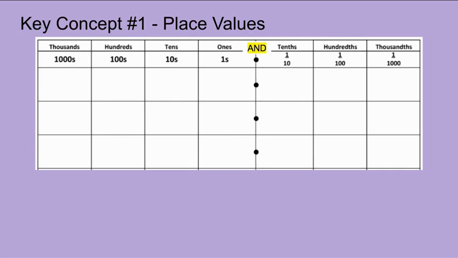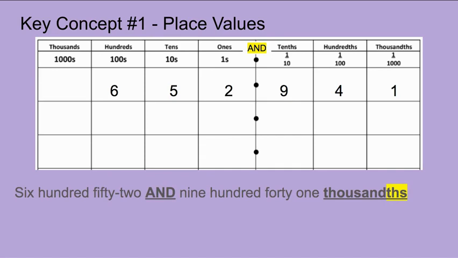So we're going to do a few practice. I have my decimal here, and it is said 600, because I'm in the hundreds, 52, and 941 thousandths. And the reason it's 941 thousandths is if I look at the very last digit in my decimal place, it goes out to the thousandths. And then I have three numbers after. So whenever I have three numbers, I know it's thousandths. So it's 941 thousandths.